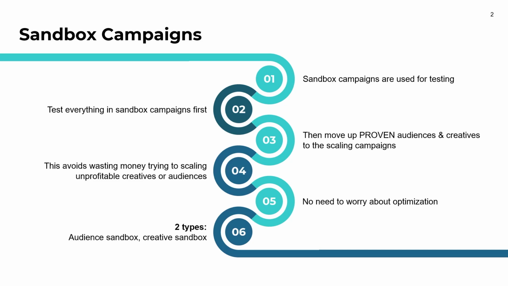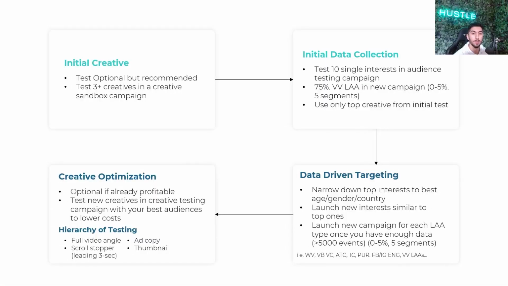And basically on the sandbox campaigns, we have two types: an audience sandbox, where we test interests, and a creative sandbox, which I will explain to you further down the line. So guys, this is a simple 4 steps you can follow in order to make the most out of your ads.